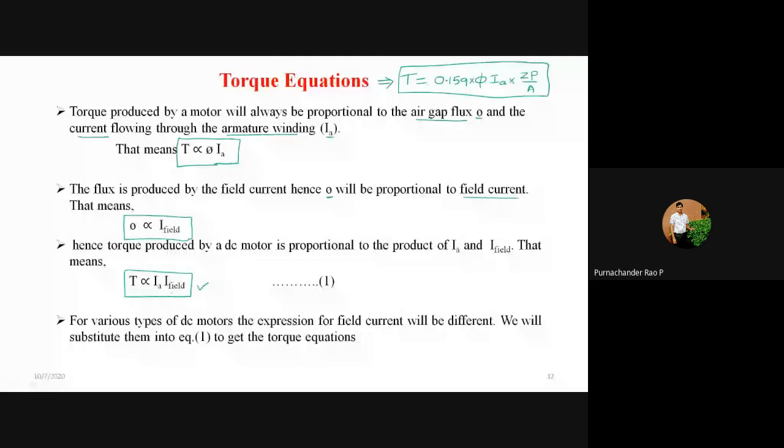Now, for various types of DC motors, we will see how this torque varies. The torque variation depends on the field current. Types of motors are classified depending on the field current, and therefore this field current will be different for different motors. So as per that field current, your torque equation will vary. We will see how this torque varies with field current.